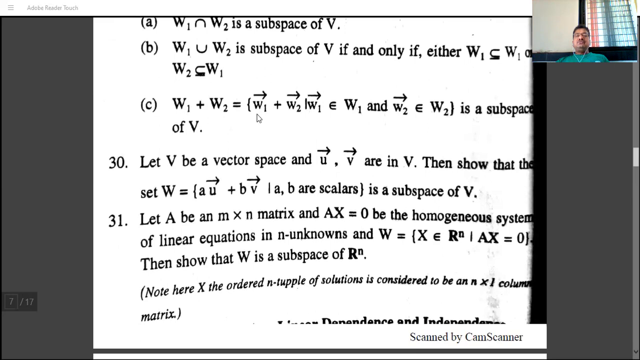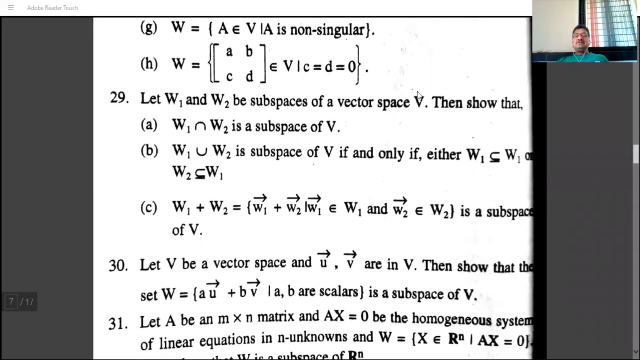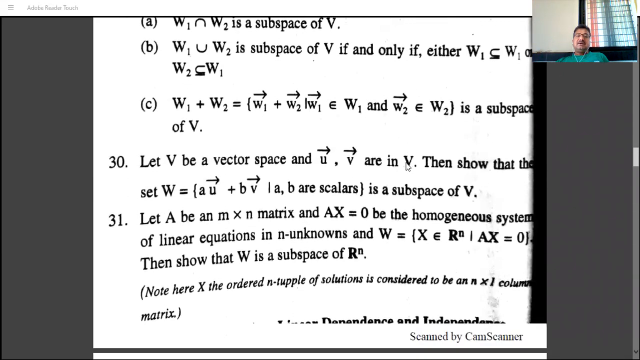So the addition of two subspaces, W1 and W2 are subspaces of V. The addition of two subspaces is defined like this: W1 plus W2 is the set of u plus v such that u comes from W1 and v comes from W2, and it is a subspace of V. So W1 intersection W2 is a subspace of V. W1 sum W2, that is, sum and intersection are subspaces, but the union of two subspaces is not a subspace of V. So note this thing. We will give the answer in the next discussion of this problem.